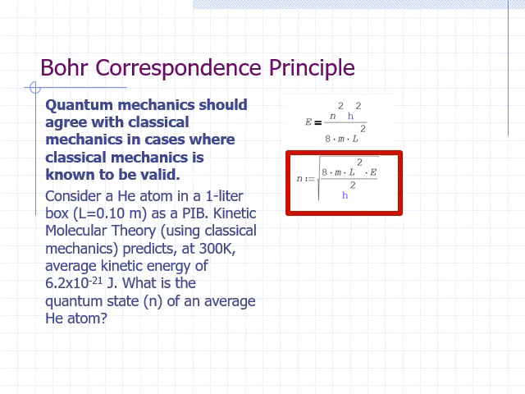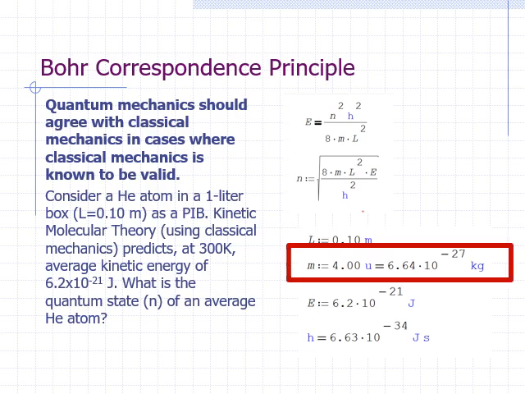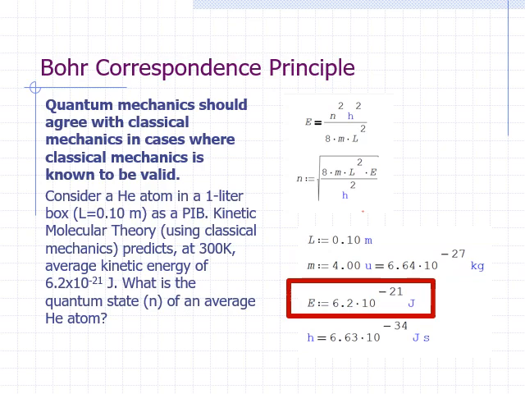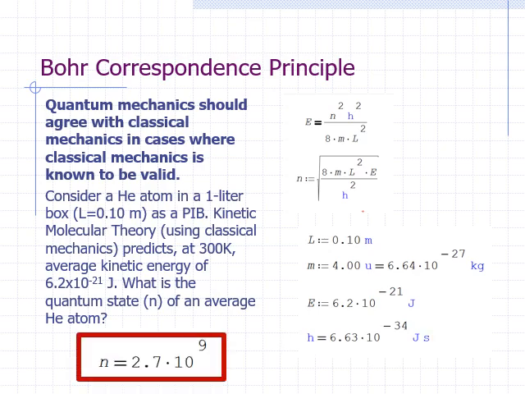A cubic box whose side is 10 centimeters long has a volume of 1 liter. So we can take the length of our box as 10 centimeters or 0.1 meter. The mass of a helium atom is 4 atomic mass units, or 6.64 times 10 to the negative 27 kilograms. The energy of the atom is given as 6.2 times 10 to the negative 21 joules. And Planck's constant is 6.63 times 10 to the negative 34 joules second. Plugging in all these numbers gives us the value of n. It's 2.7 times 10 to the 9th, or 2.7 billion.